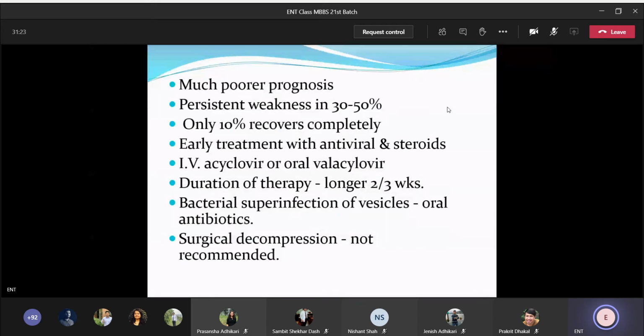Early treatment with antiviral and steroid is the drug of choice. IV acyclovir or oral valacyclovir can be given. The duration of therapy may be longer, up to 2 to 3 weeks. If there is bacterial superinfection of the vesicles, with discharge in the vesicles, we have to give an oral antibiotic, and surgical decompression is not recommended. So surgery is not done in Herpes Zoster.